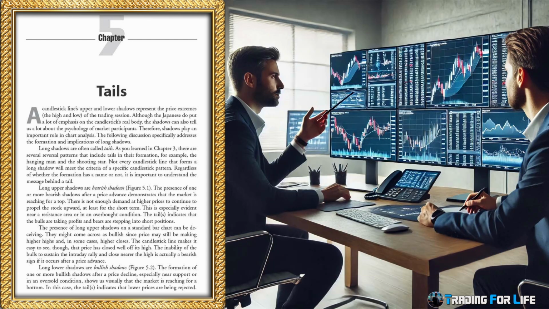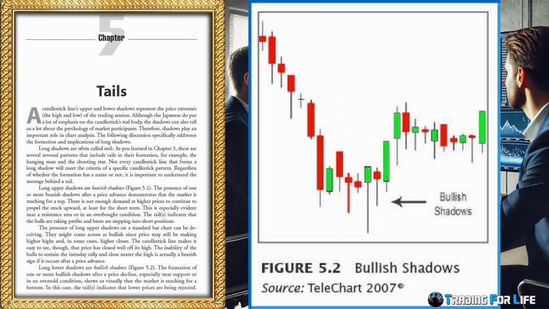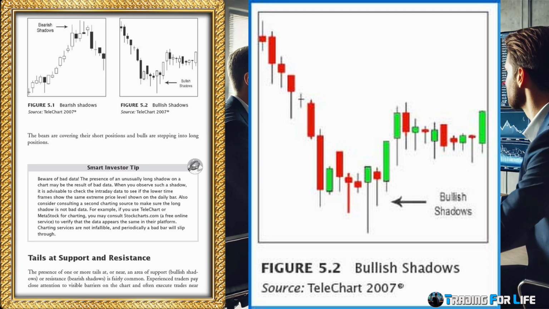Long lower shadows are bullish shadows. Figure 5.2. The formation of one or more bullish shadows after a price decline, especially near support or in an oversold condition, shows us visually that the market is reaching for a bottom. In this case, the tails indicate that lower prices are being rejected. The bears are covering their short positions and bulls are stepping into long positions.